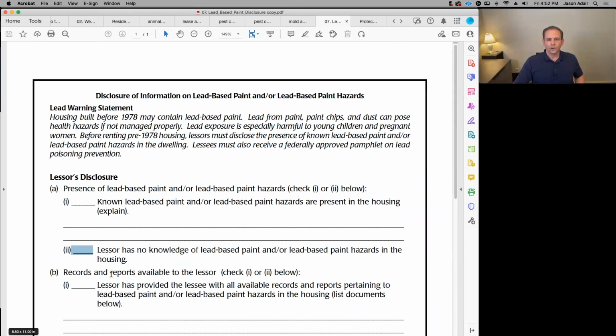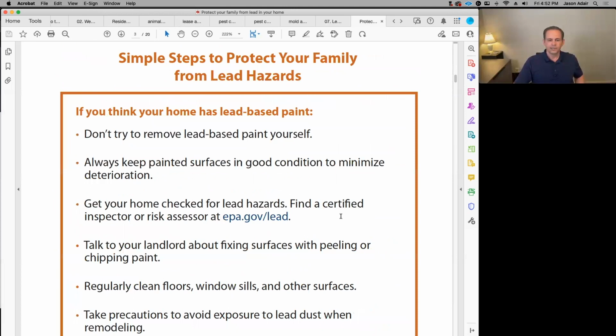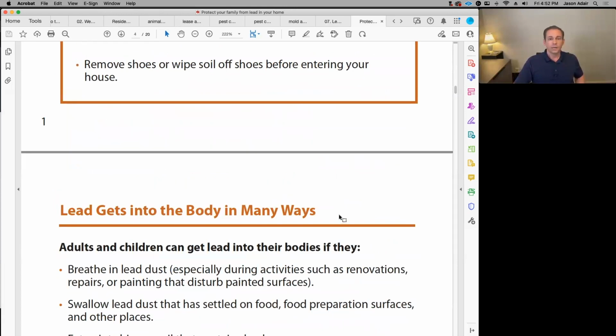Have one of these in your packet for any home built before 1978. Extremely important. So here's why.